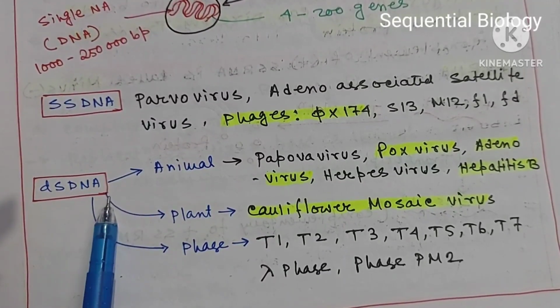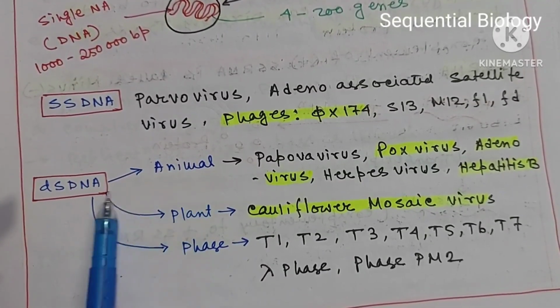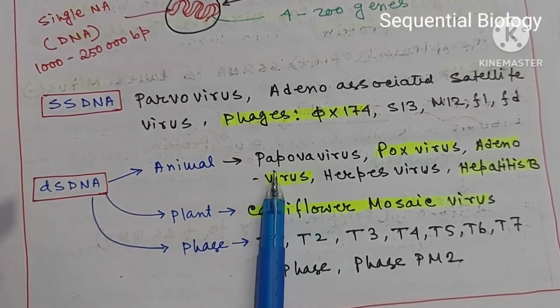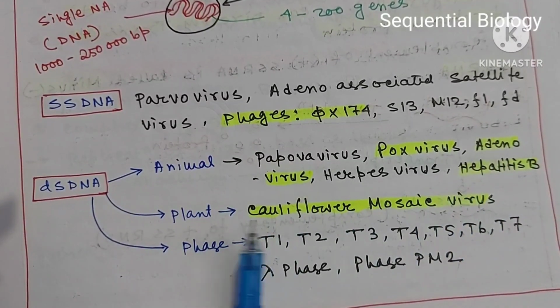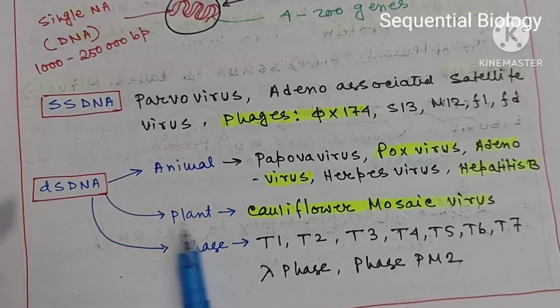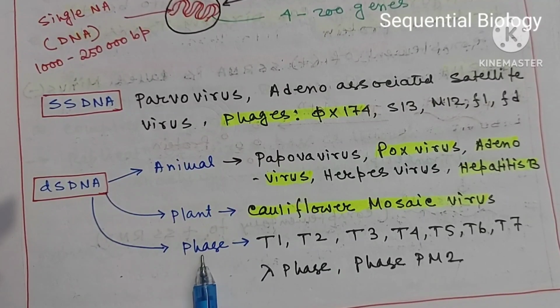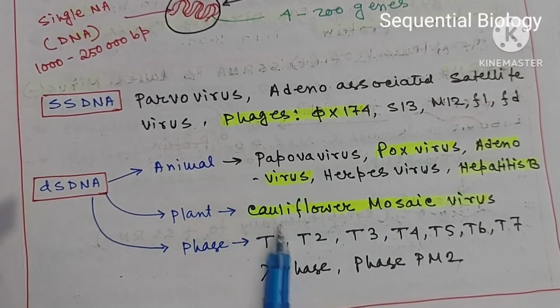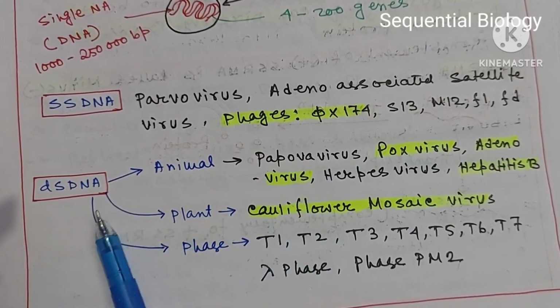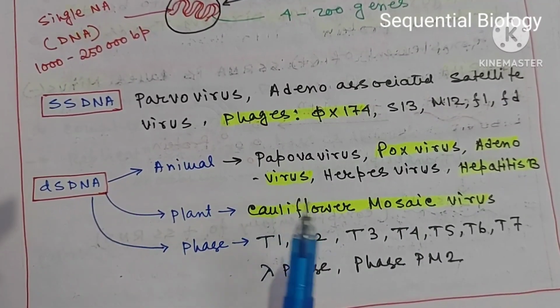Double-stranded DNA is normal DNA, and the animal viruses which possess double-stranded DNA are papovavirus, poxvirus, adenovirus, herpesvirus and hepatitis B virus. In plants, the cauliflower mosaic virus contains double-stranded DNA, and the phages which contain double-stranded DNA are T1, T2, T3, T4, T5, T6, T7, lambda phage and phage PM2. Okay, so all these types of viruses contain double-stranded DNA as their genetic material.